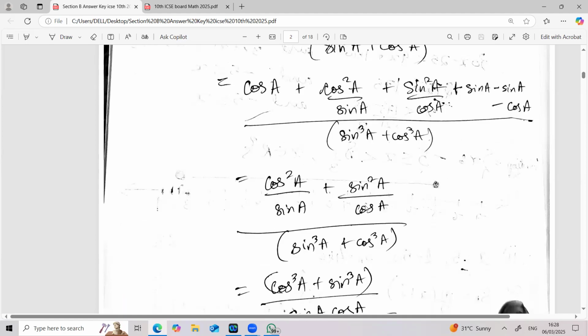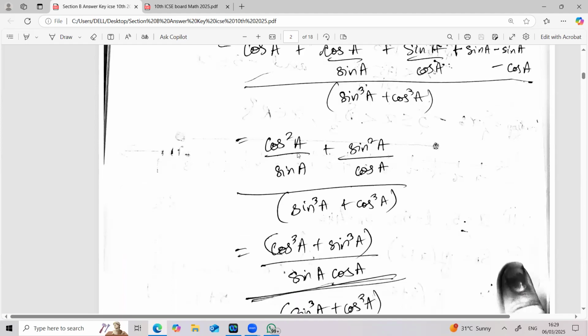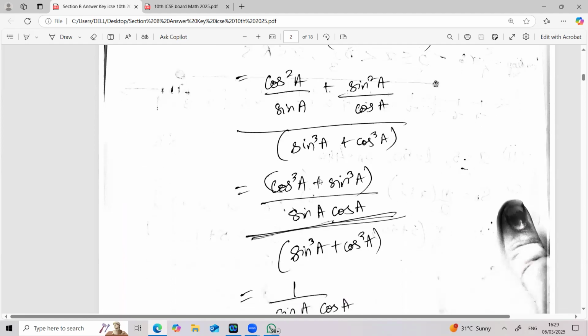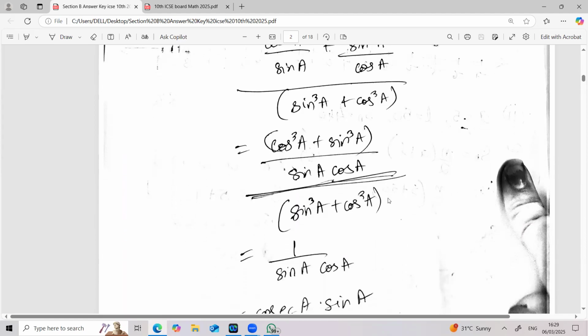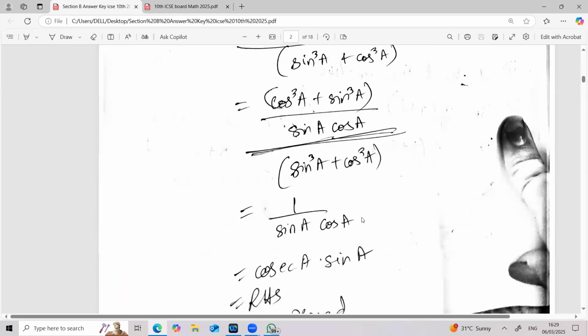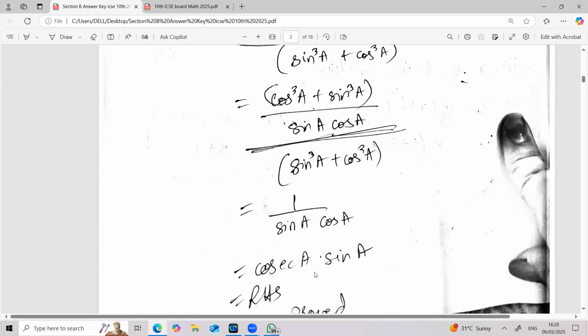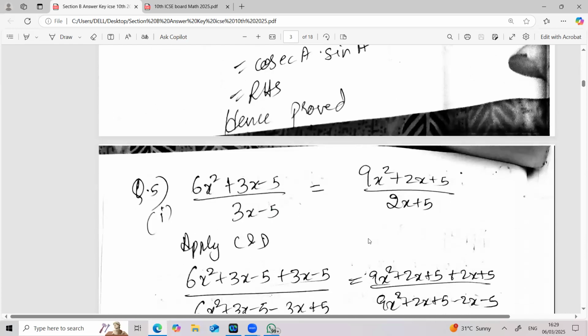Obviously, now since you have addition of fractions, you would take LCM. Okay, cos cube A plus sin cube A by sin A cos A. Now, when you use complex fractions, this term sin cube A plus cos cube A gets cancelled. You end up getting 1 by sin A cos A. That's nothing but cosec A into sec A, which is right hand side, hence proved.